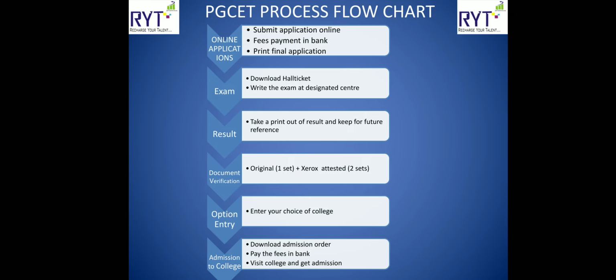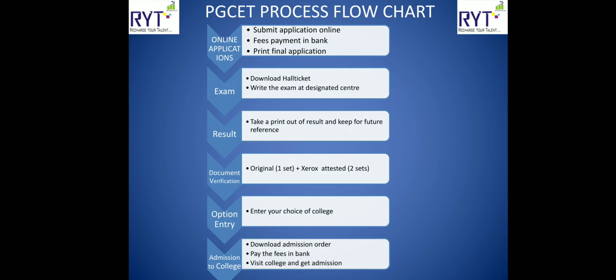What do you mean by attested by a gazetted officer? It means you get a signature in green ink. For example, any government high school headmaster, tahsildar, BEO, or medical health officer. These are some of the examples. They are called gazetted officers, who will put their signature using green ink. You have to get signatures from them on two sets of Xerox copies. Okay, that is document verification.